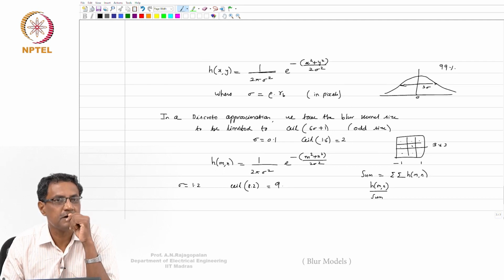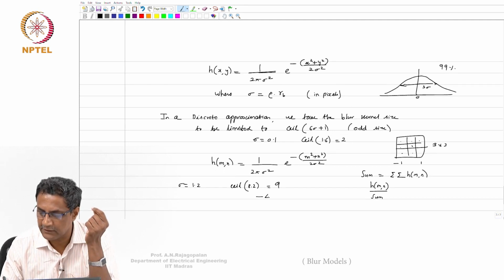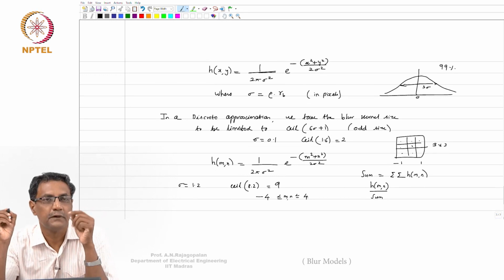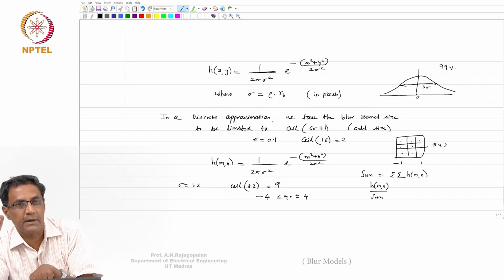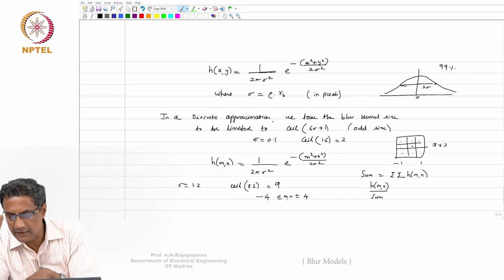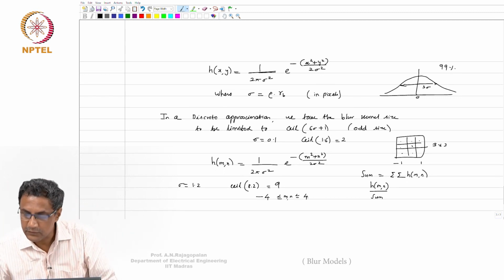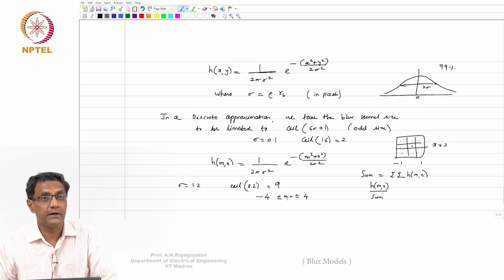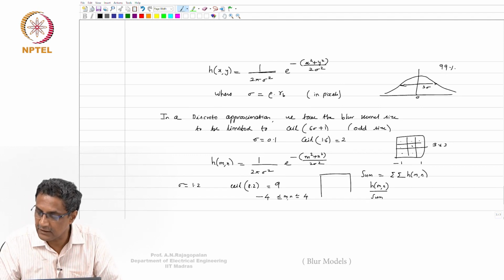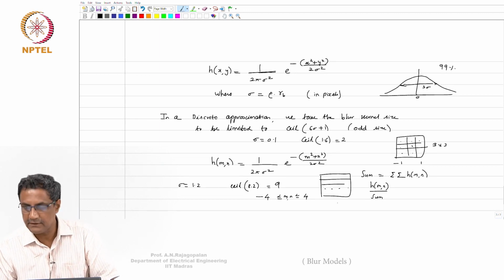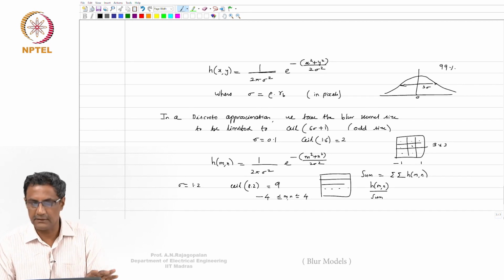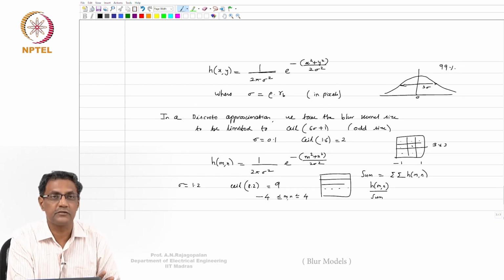So 9 is your total size, and your m and n will go from minus 4 to 4, and for those values we compute h(m,n). Plug it all in, and take the sum of these values over this 9 cross 9 window. So this kernel will be 9 cross 9, 9 rows, 9 columns. Everywhere you will have a weight. Add all of them up, you get a sum. Divide every weight by that sum. So now you have a kernel that is an approximation of this Gaussian.